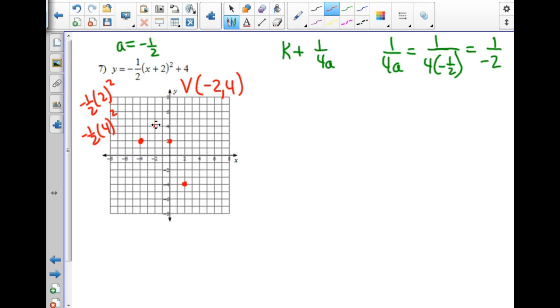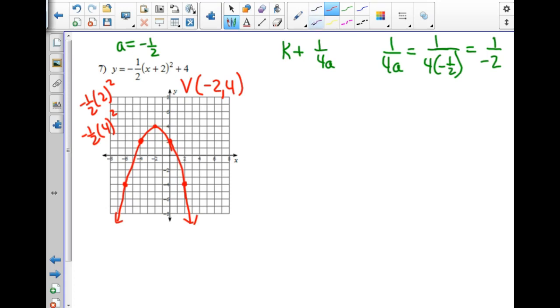I got to go back to the vertex, down 8. Just make sure you're going straight down. Stay on your axis of symmetry. Go left 1, 2, 3, 4. Oh, this is going to be nice. Now we know the shape of this thing very well. We've got 5 points.